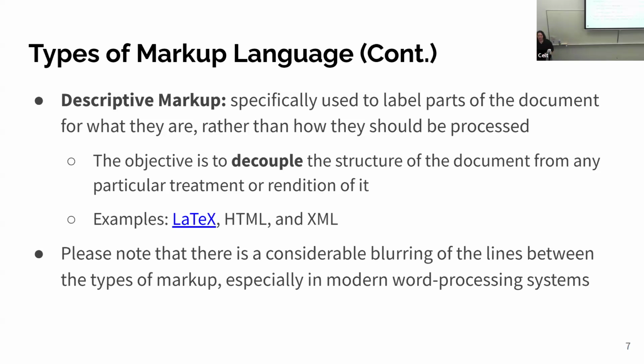Now, I've shown you these three categories, but I'd like to note that there is a considerable blurring of the lines between the types of markup. It's not necessarily binary, especially modern word processing systems. So maybe some processing systems blend a little bit of the two, and that's okay.